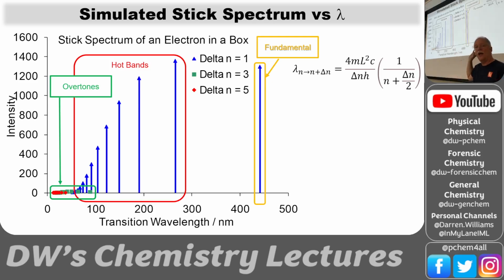So these are all allowed transitions. Notice we don't have any 2s, 4s, 6s. We're not changing by 2, 4, or 6. The intensity of those would be 0. But you see that the blue ones are all of those delta n equals 1. They're the strongest peaks in the spectrum. Then the overtones are really tiny. So we see those. The only spectroscopy that I think we come across where we see overtones is in infrared. So we'll see overtones in the infrared spectrum.